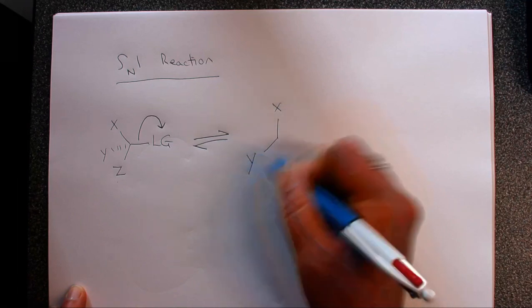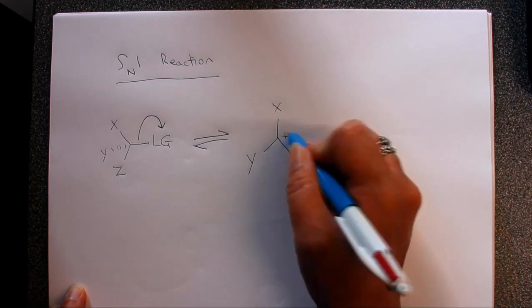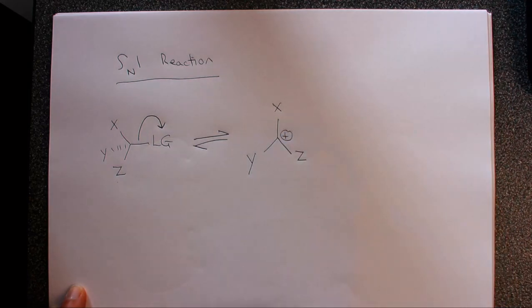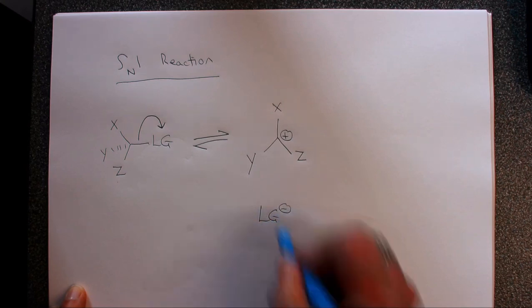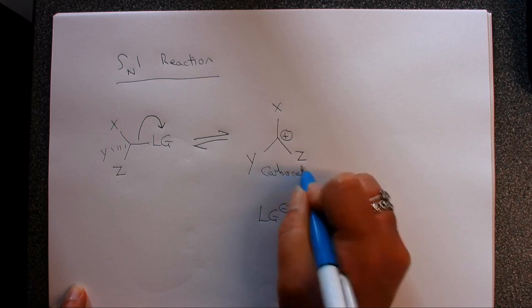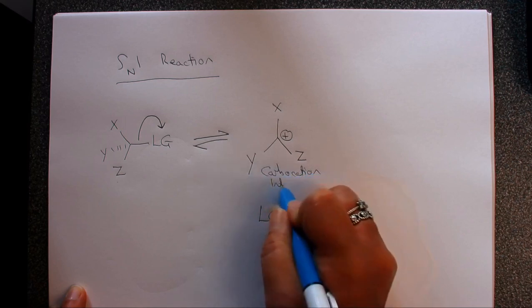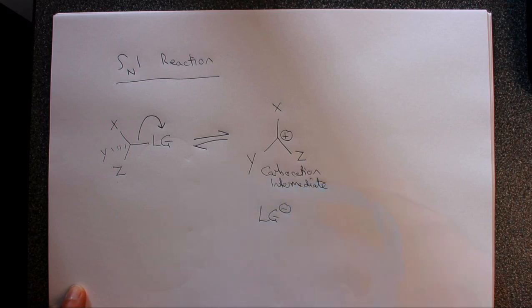Again, we've got these three different groups, X, Y, Z. It's positively charged because we've lost our leaving group, so we've got our leaving group separate. And so this is our carbocation intermediate. So remember, these carbocations are flat.